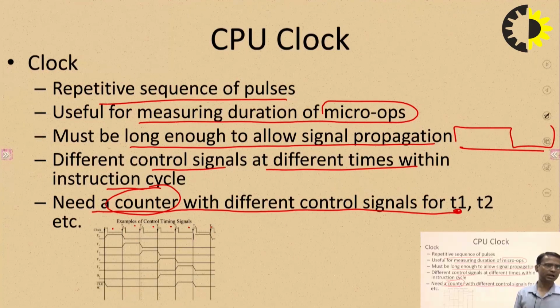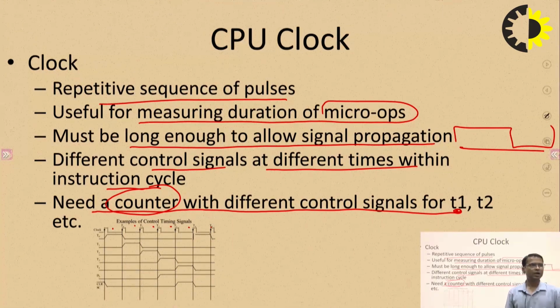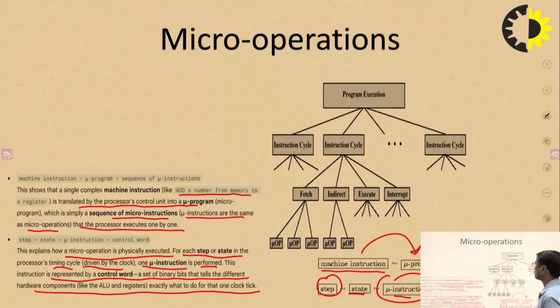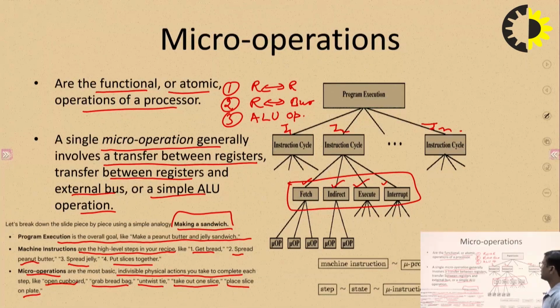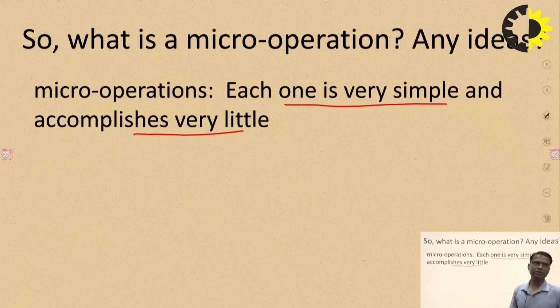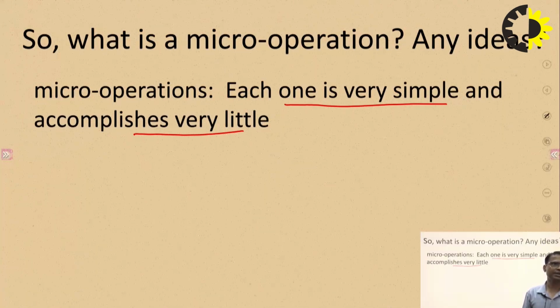We already know that the CPU is run by the CPU clock, and we can see that these microoperations are visualized in this diagram through the three sets of operations that we discussed earlier: register to register, register to bus, and ALU operations, etc. And finally, we can see what a microoperation is. A microoperation is very simple and accomplishes very little.